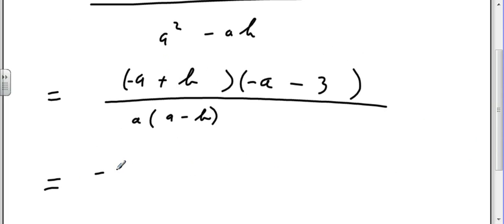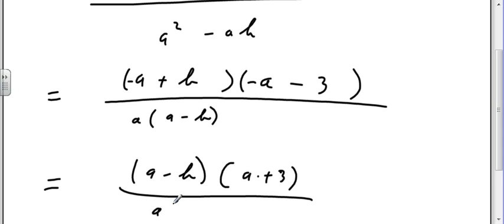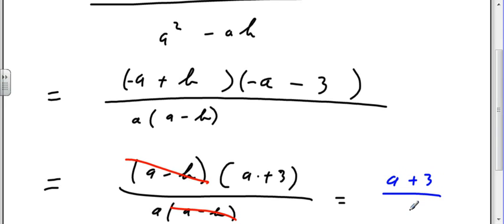So I'm going to go minus A minus B times minus A minus, well, I'm not even going to do that. Okay, so we're going to bring this minus sign out of this one and put it over in that one. A plus 3 times A minus B. And let's see, what's the word, marker? That goes away, this goes away. A plus 3 over A.